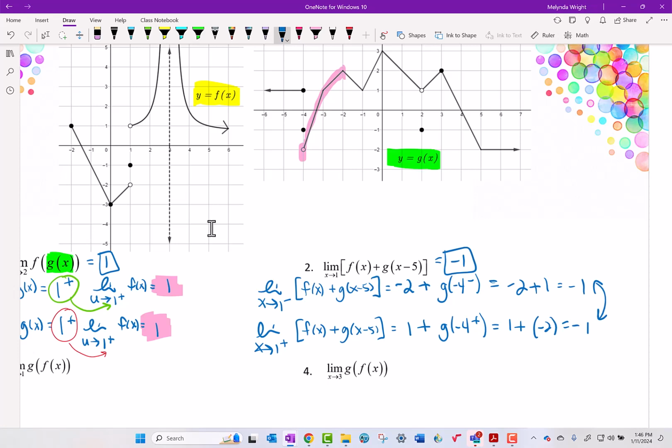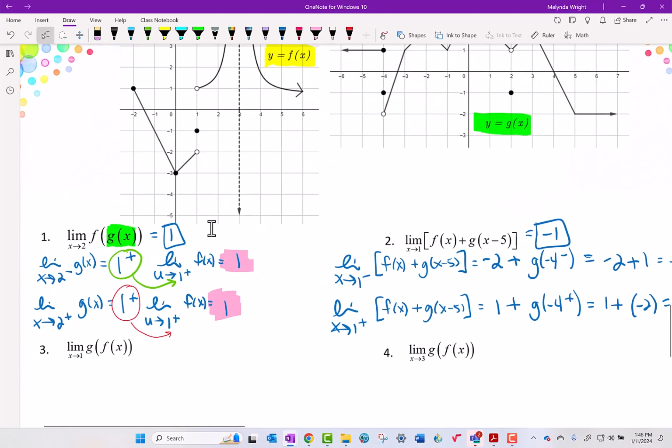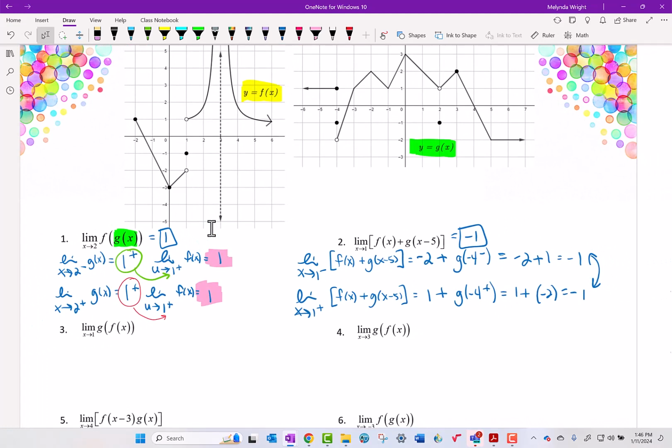We good? Let's look at number 3. These are very complex. If it takes you all 6 to figure it out, it's okay. They're very complex. It's fine. Okay, so let's look at number 3.